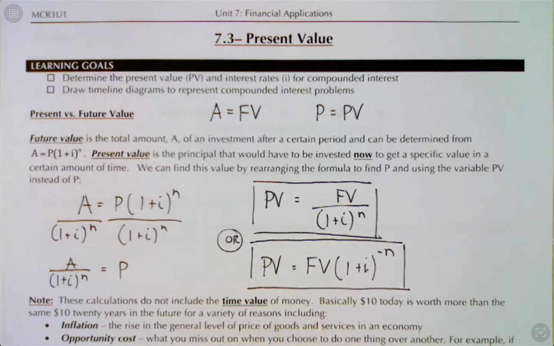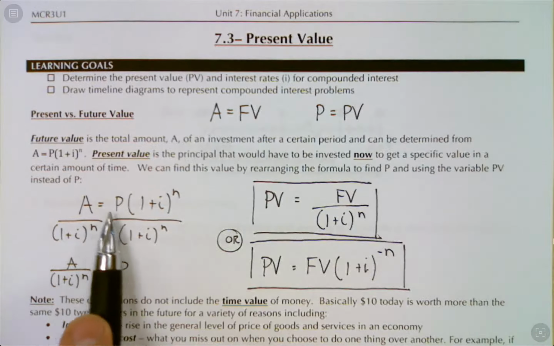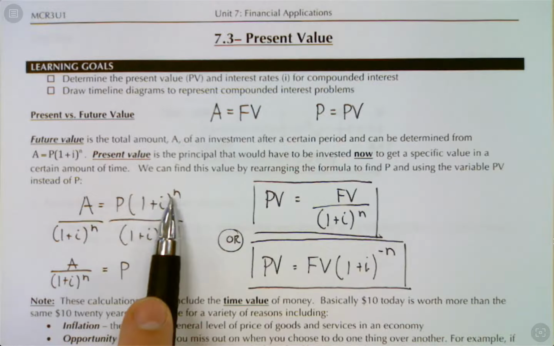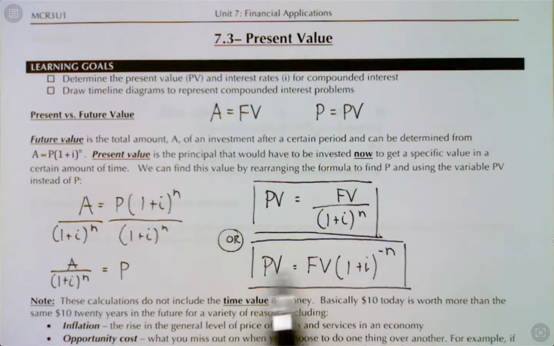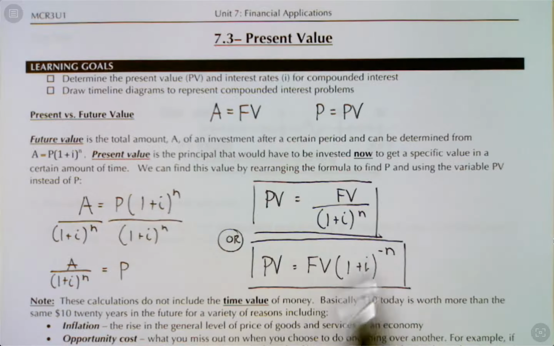In fact, it looks exactly like the original, A equals P times 1 plus i to the exponent n, except A and P have switched spots and the exponent's negative. So you can use whichever version of the equation you want. We'll commonly use the bottom one, but if you prefer, you can use the top one.